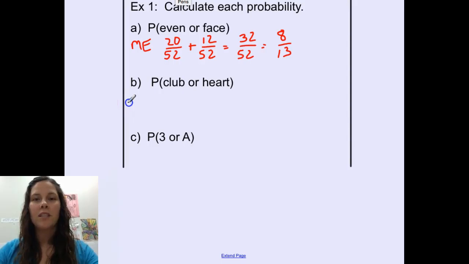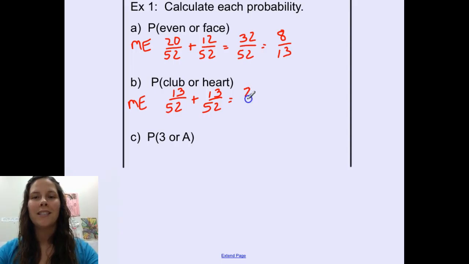Second example, what's the probability that we get a club or a heart? Can that happen at the same time? No, those are two different suits, so these would be mutually exclusive events. There are 13 clubs out of the 52 cards and 13 hearts out of the 52 cards for a total of 26 cards out of 52, which gives us half the deck because we're talking about 2 suits.